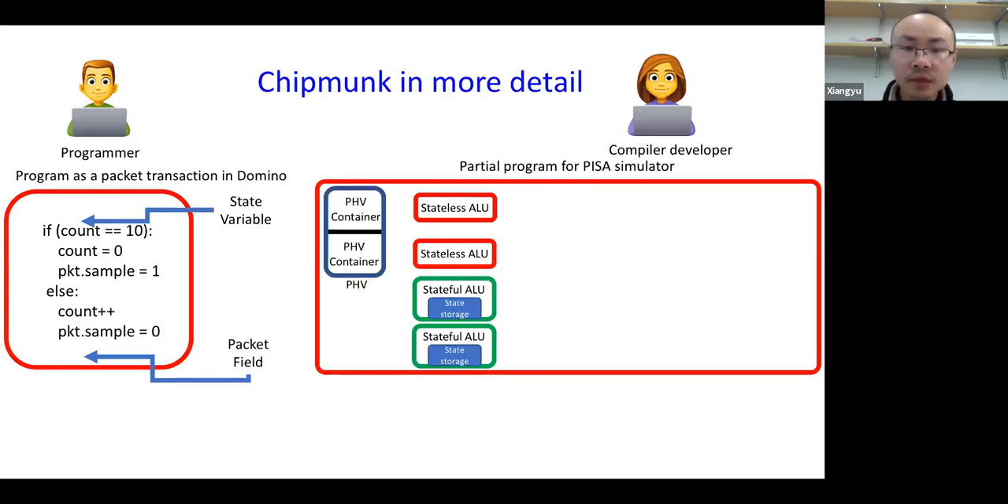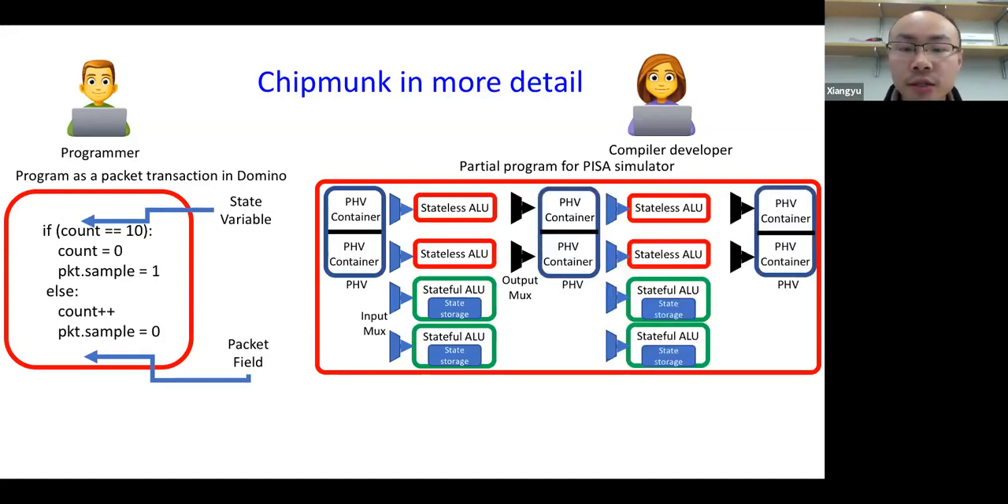packet headers. So we use PHV containers to represent the storage for the packet headers as they move through the switch pipeline. And the compiler writer will also specify how ALUs use input muxes to choose PHV containers as the input operand. And she will also specify how PHV containers use output muxes to choose from the ALU outputs. So each stage will share the same structure.